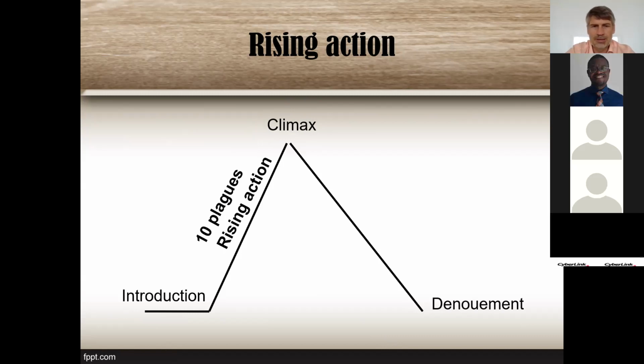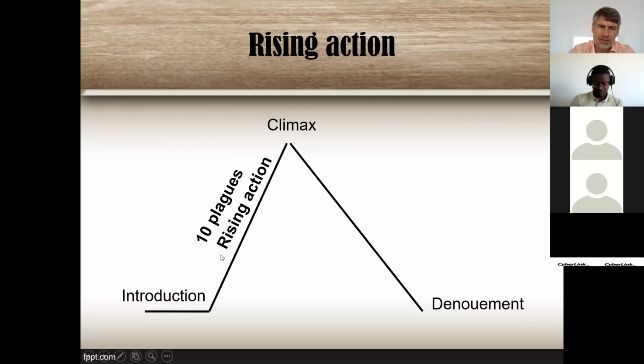Exodus. Yes, correct. Exodus from Egypt is a climax. So why do we speak about this? Because later on it will be very, very important, especially when we analyze the second part of the book. And what is also important in this rising action is that everything is built according to the cycle.